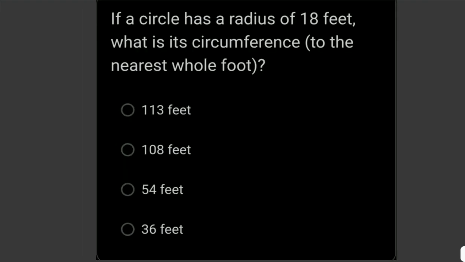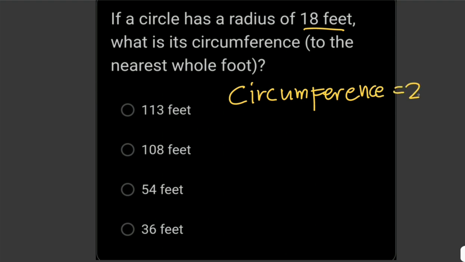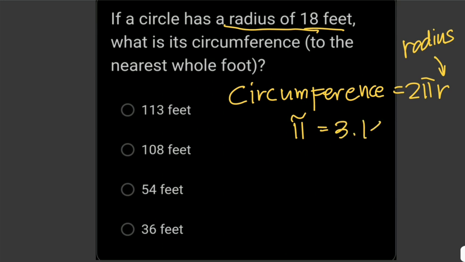If a circle has a radius of 18 feet, what is the circumference to the nearest whole foot? Now, to solve this, we use the formula for determining the circumference of a circle, which is circumference equals 2 pi r, where r here is the radius. And we're given here that the radius is equal to 18 feet. And then the value of pi is just 3.1416. Now we just use 3.14.